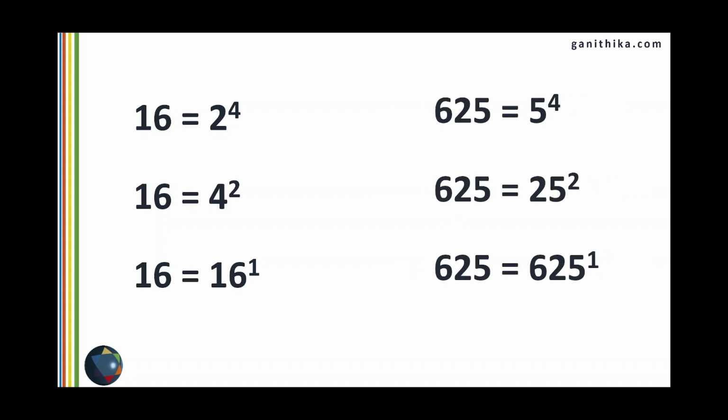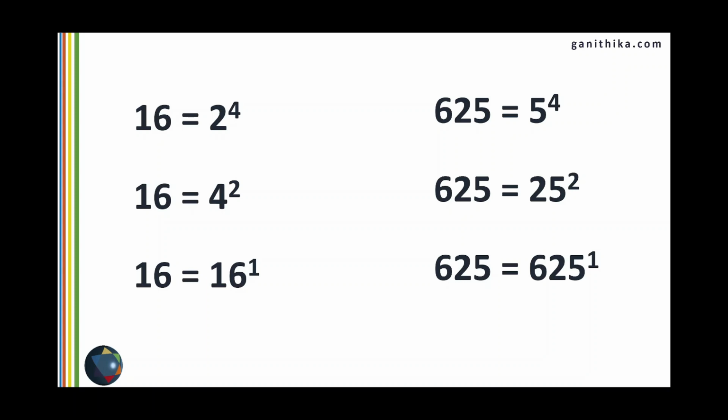Whereas 625 can also be written in three different exponential forms. With base 5, the power is 4, so 5 to the power of 4 is 625. With base 25, the power is 2. 25 squared is 625. And 625 to the power of 1 gives you 625.